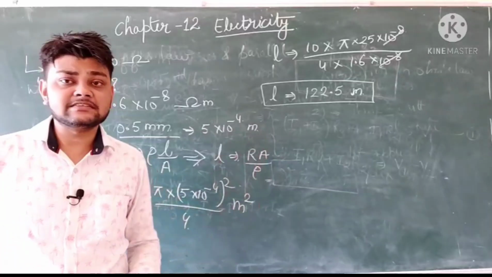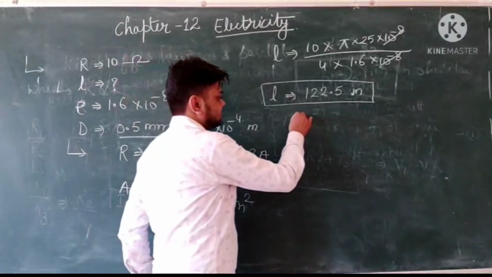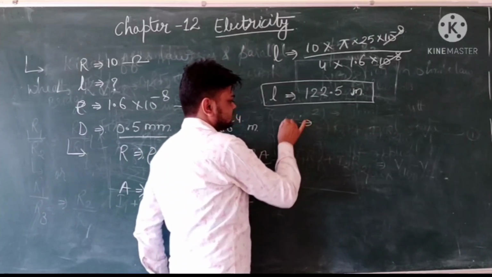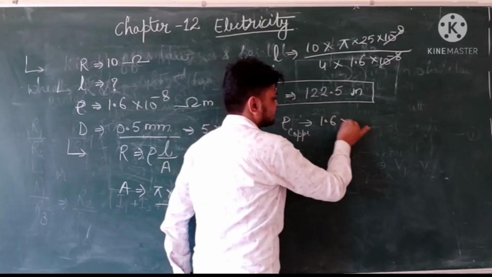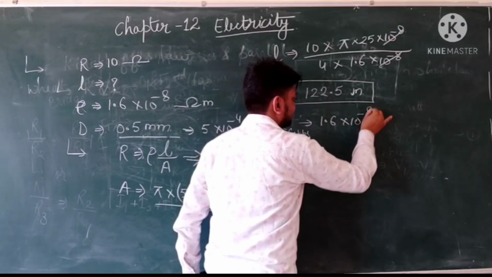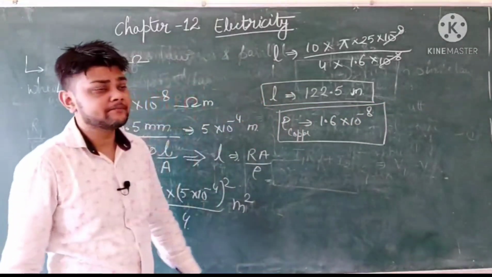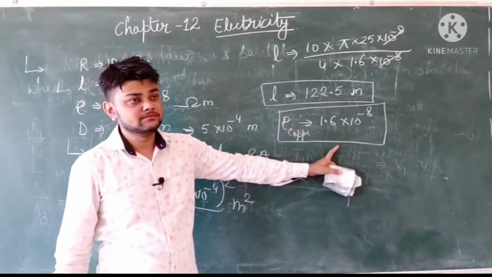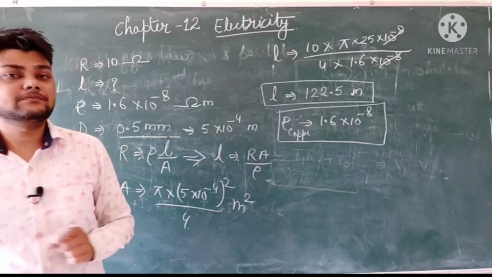Most of the resistivities, if you look at the resistivity table, we have resistivity for copper and silver, that is 1.6 into 10 to the power minus 8. Whenever we are dealing with an electrical circuit, most of the time resistivity will be close to this value, because whenever we are using wires, they are made of copper.